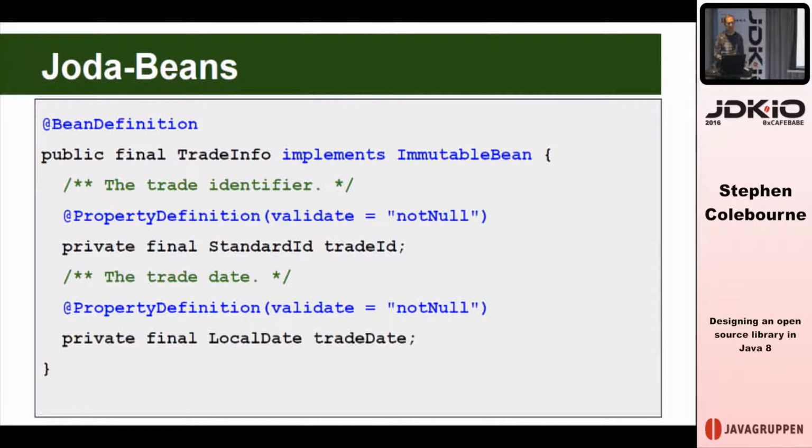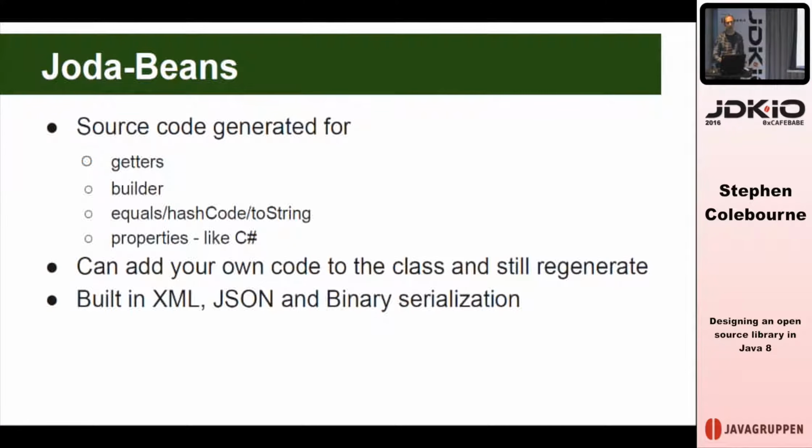And then the fields. I'm just saying private final TradeId, private final LocalDate tradeDate, and I'm annotating those with property definitions where I'm specifying some extra stuff. In this case, I'm specifying that they must not be null. When you do the generation, what you will get within the same source file is a block that starts with auto-generated start and finishes with auto-generated end, and within that it'll contain all the getters. It will contain a builder method, equals, hashCode, toString, and it will contain properties just like you see in C#. Well, at least the closest approximation we can get to properties you'll see in C#.